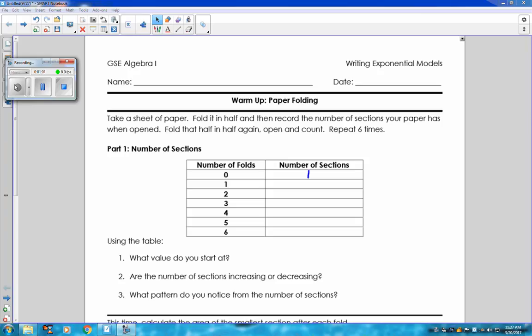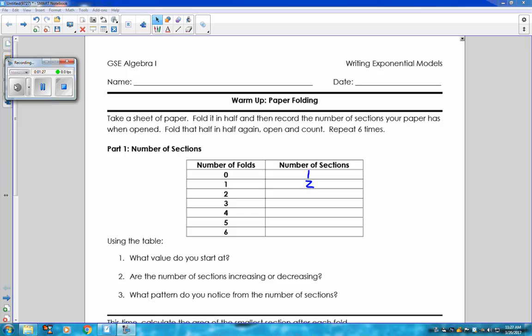After you fold it in half, open it back up. How many sections do we have? Two. Then we're going to fold it in half again. If I have it this way, do I hold it this way or this way? However you want to fold it. And I open it up.